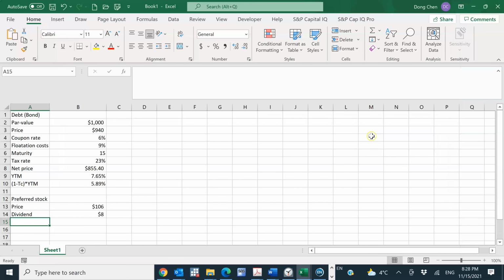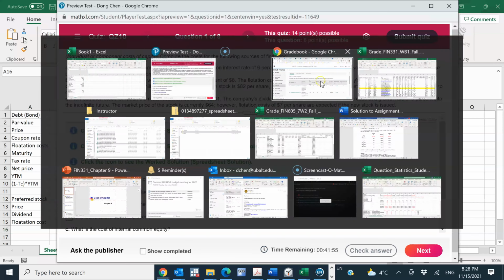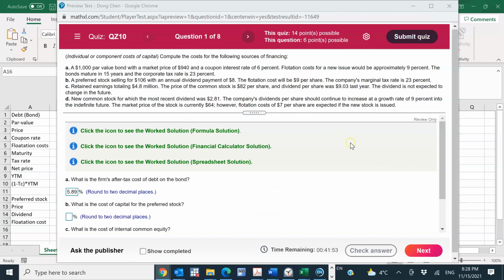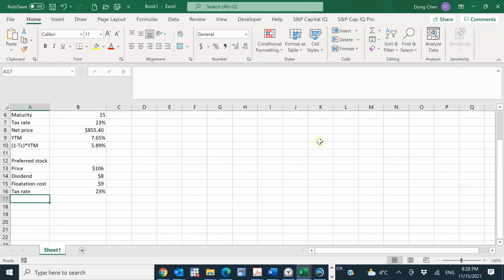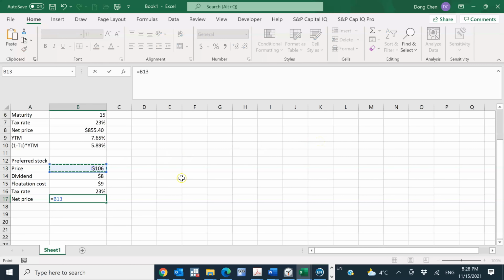And floatation cost is $9 per share. And the tax rate is again 23%. So again, the first number I need to calculate is net price. Right, that's going to be simply the price minus the floatation cost.